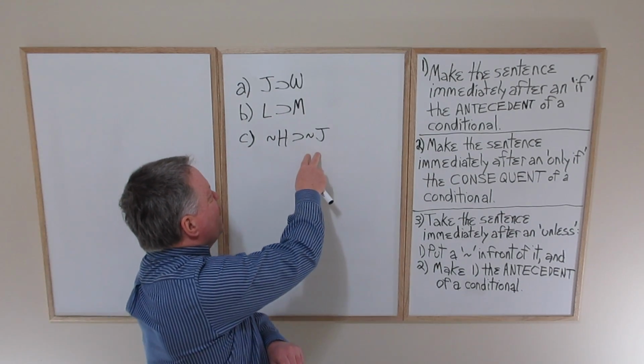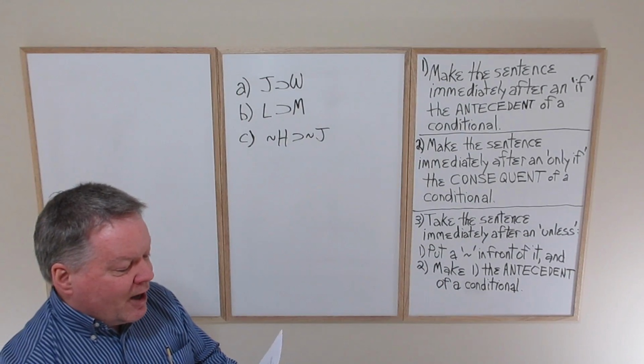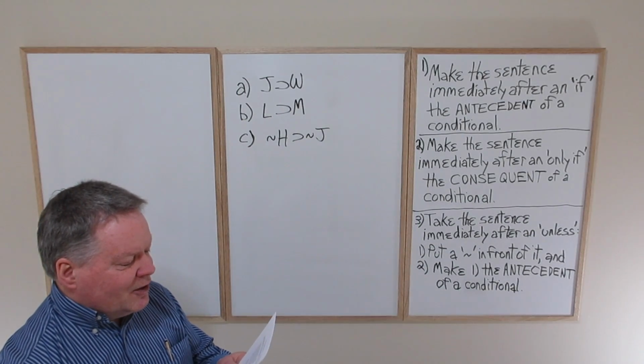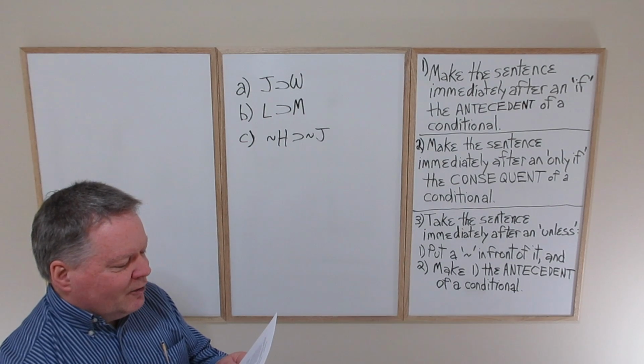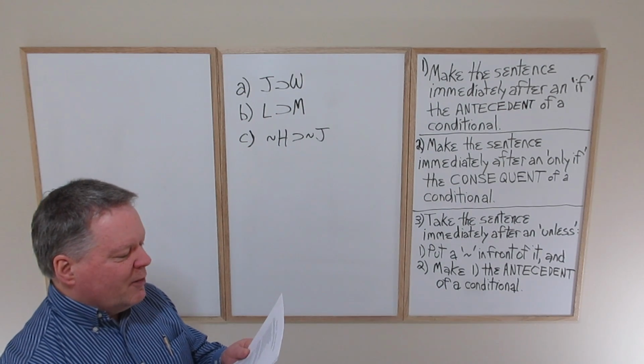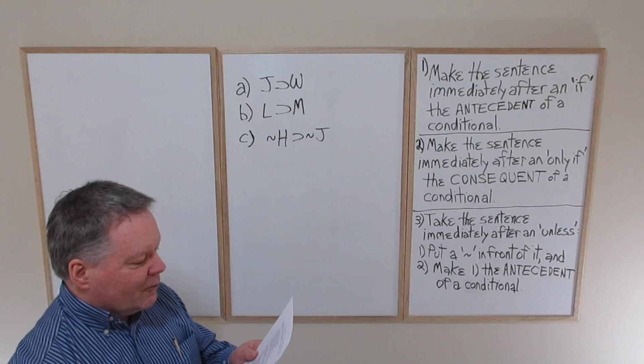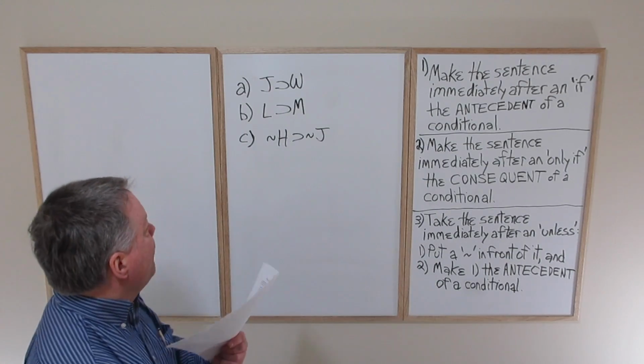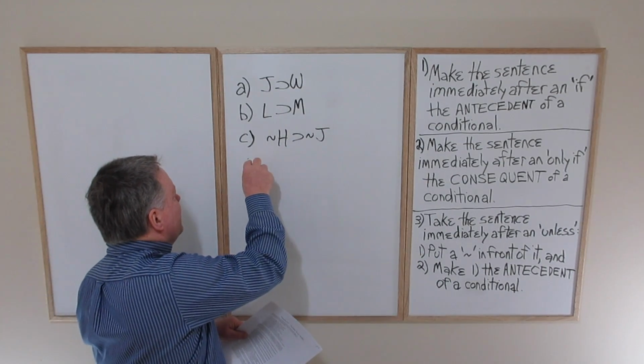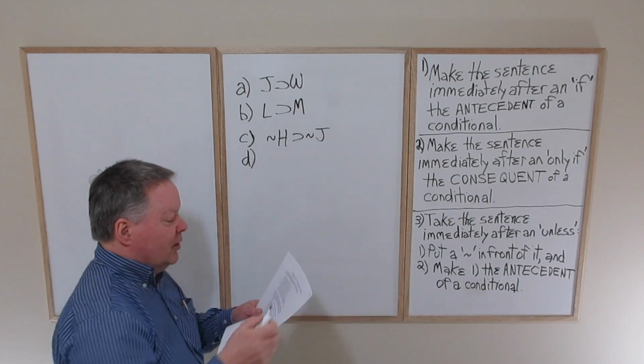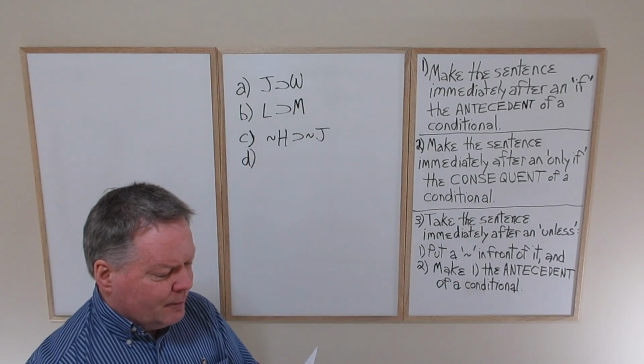There's a tilde in front of J because the English sentence contains the word not. It says John will not make supper unless he is very hungry. All right, so we move on now to question D.